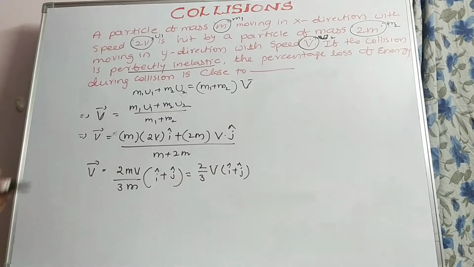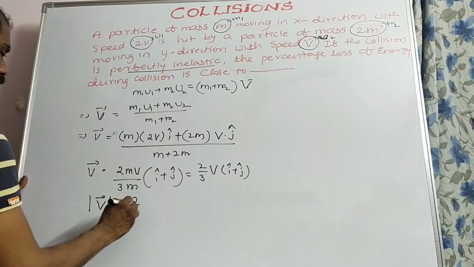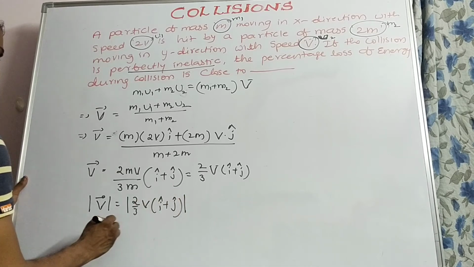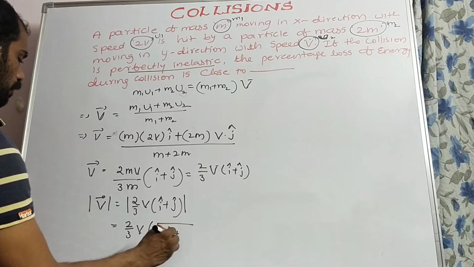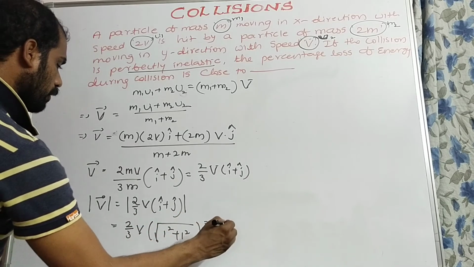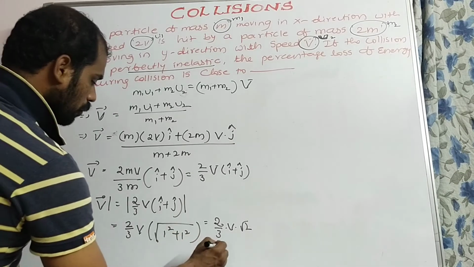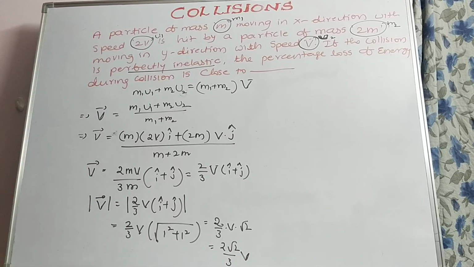So what is the magnitude of the common velocity? The modulus of V bar is equal to the modulus of 2 by 3 v into i cap plus j cap, that is equal to 2 by 3 v into root of 1 squared plus 1 squared, the magnitude of i cap plus j cap. So that is equal to 2 by 3 into v into root 2, so 2 root 2 by 3 into v is the magnitude of the common velocity.